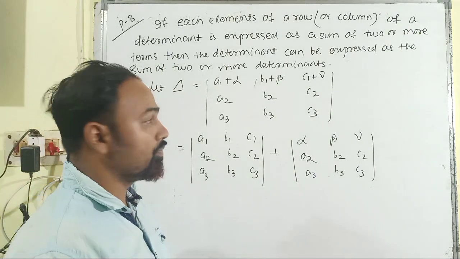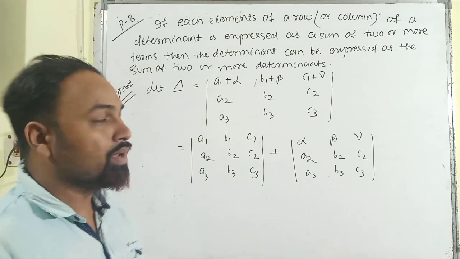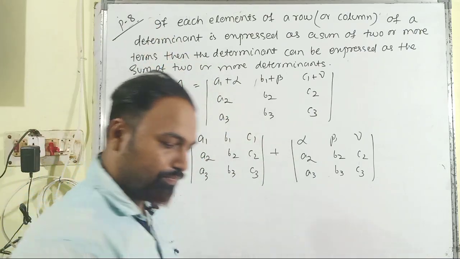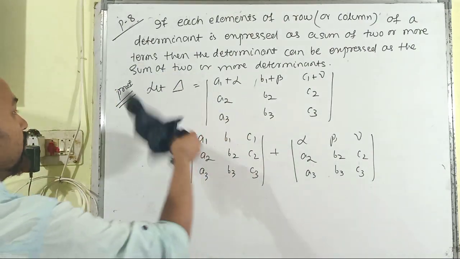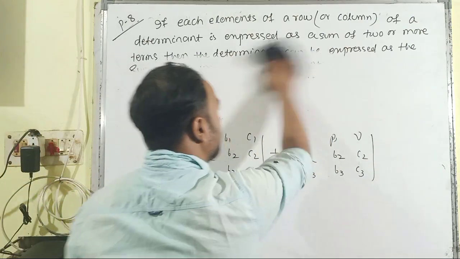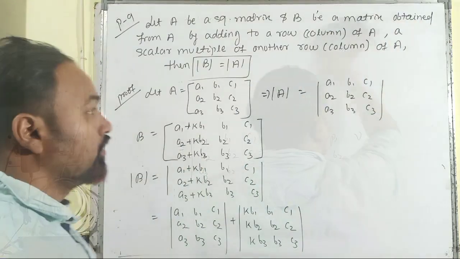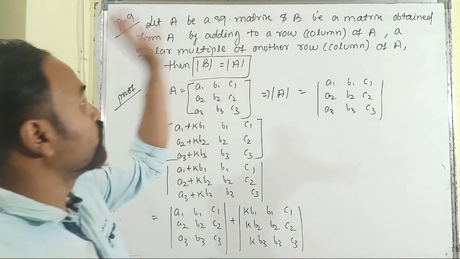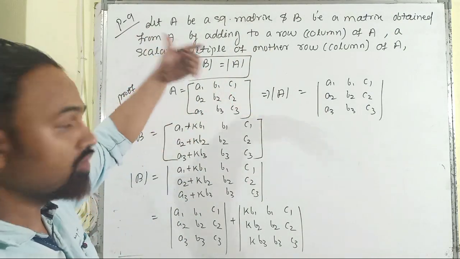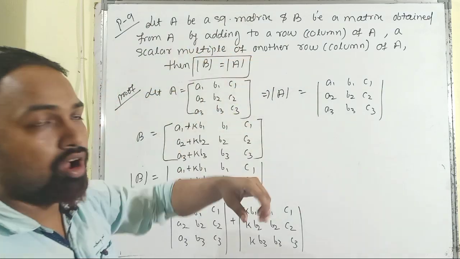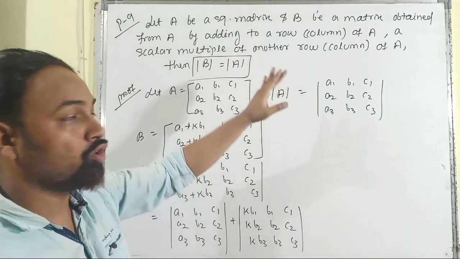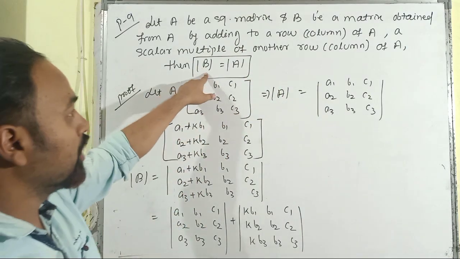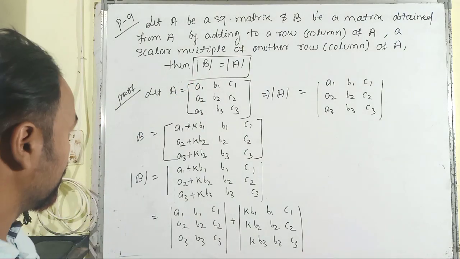Then moving towards property number 9. Property number 9 is basically based upon property number 8, so property number 8 is also very important for you. So here it is, property number 9. Let A be a square matrix and B be a square matrix obtained from A by adding to a row a scalar multiple of another row of A. Suppose the scalar multiple is K. Then the determinants of both matrices will be equal to each other.